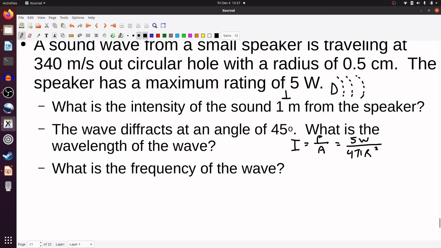Okay, well, that 0.5 is just for the speaker alone. That's this little portion right here. But that's not what we want to know the intensity. We don't want to know the intensity right at the speaker. We want to know it 1 meter away from the speaker.